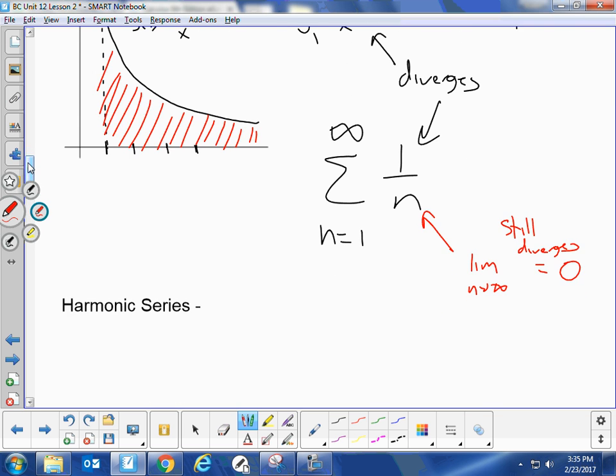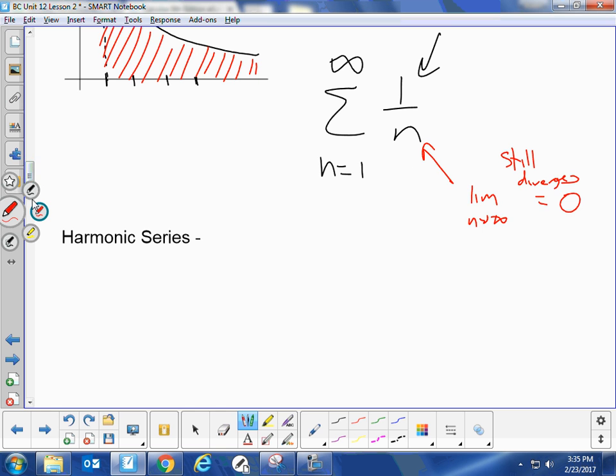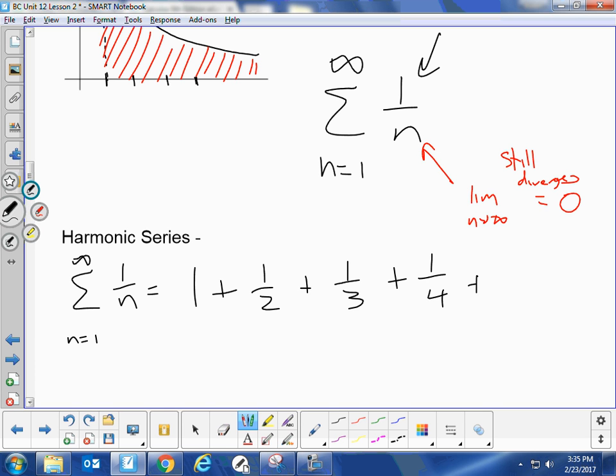This is a famous series. This is called the Harmonic Series. Okay? This sum, starting from 1, going to infinity of 1 over n, which is 1 plus 1/2 plus 1/3 plus 1/4, et cetera, et cetera, et cetera. This is a divergent series. Proven by the integral test, but now you will just know that this harmonic series is divergent.